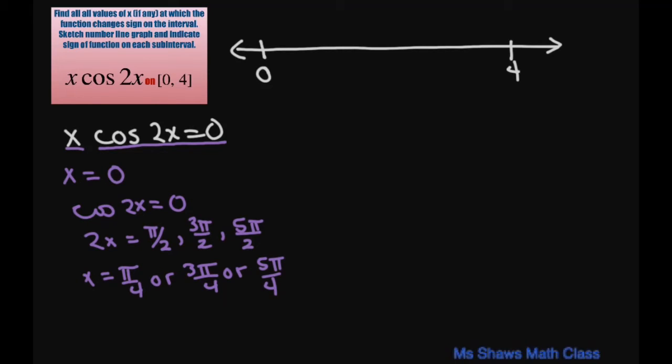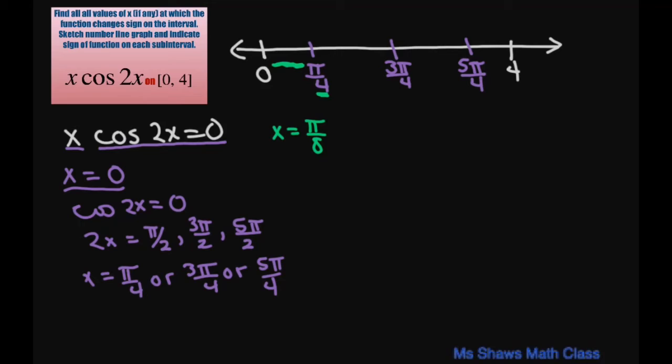All right, so for our sub-intervals, we already have 0. Now let's look at pi divided by 4, 3 pi divided by 4, and 5 pi divided by 4. So we need to pick an angle in here that works. Let's test one point at x equals pi divided by 8. I'm just taking half of this.